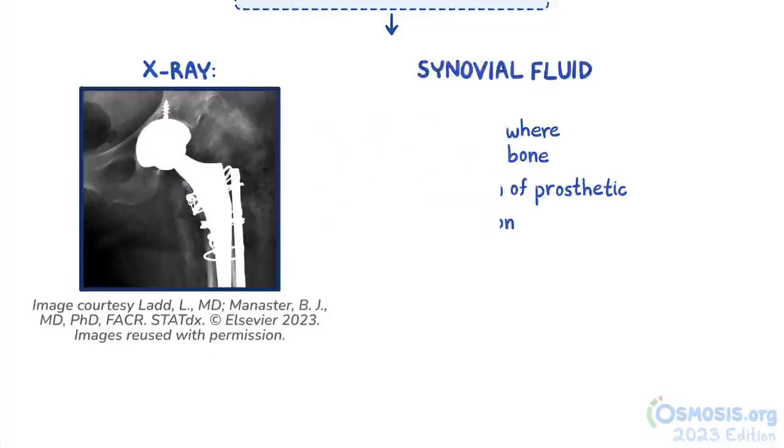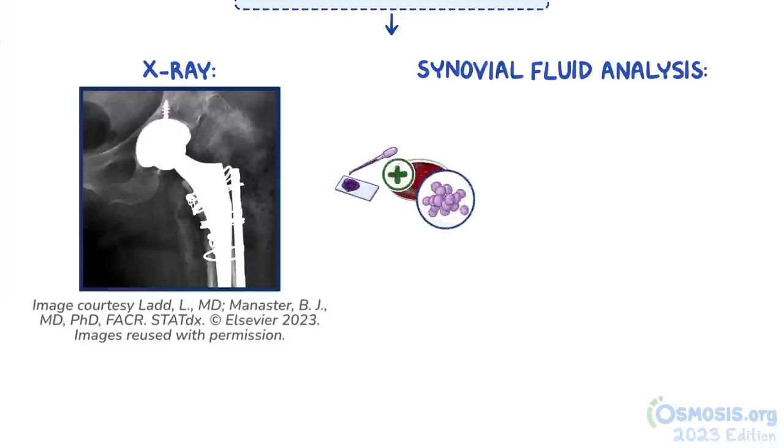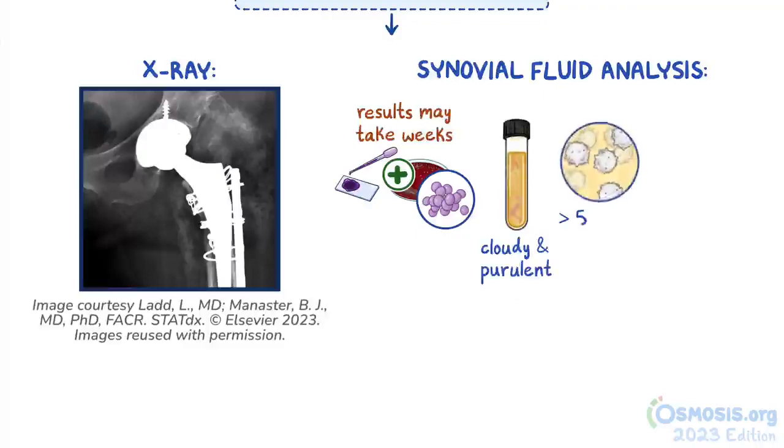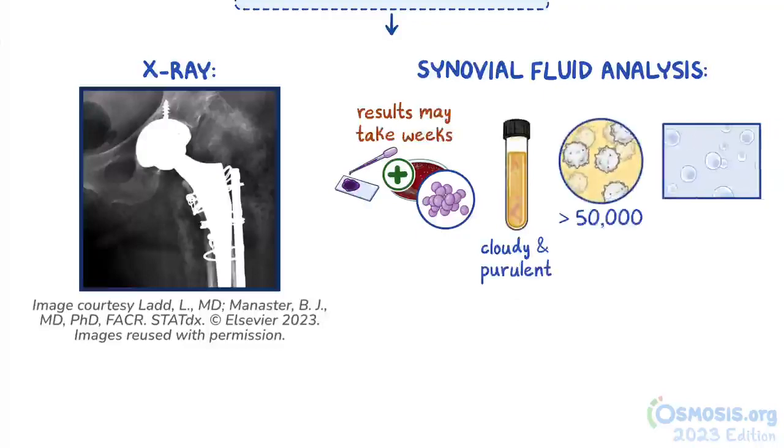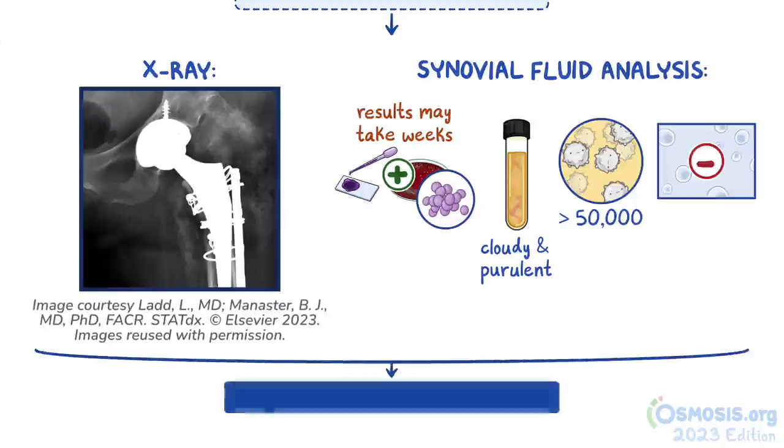The synovial fluid analysis will be similar to the results for native joint septic arthritis. The gram stain and culture might be positive, but keep in mind that prosthetic joints are more susceptible to unusual organisms, like fungi, and so culture results may take weeks or may return negative. In addition, the fluid will be cloudy and purulent, the cell count will be greater than 50,000, and the synovial fluid is typically negative for crystals. These findings are consistent with a prosthetic joint infection.